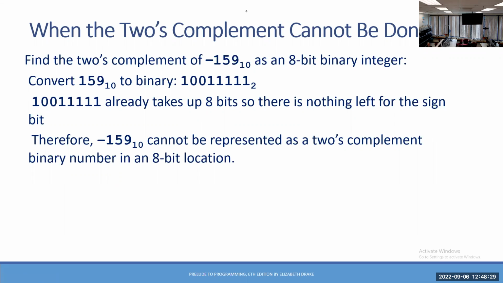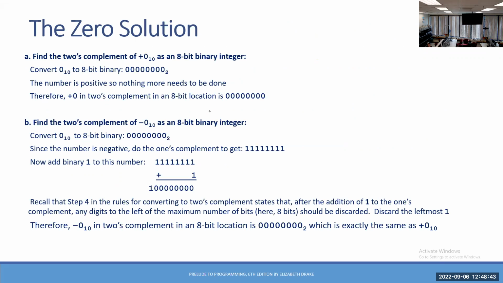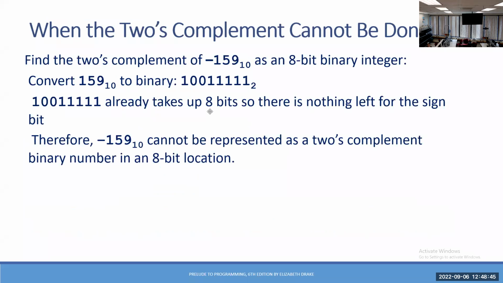Okay, of course, sometimes you cannot do it in the case of overflow. In this one here, you see, it's negative 159, right? If you want to convert it to 8-bit binary here, when you convert it into binary, it already occupies all of the 8 bits here. You have no bit for the sign here. That is the case where you have the overflow. Overflow here.